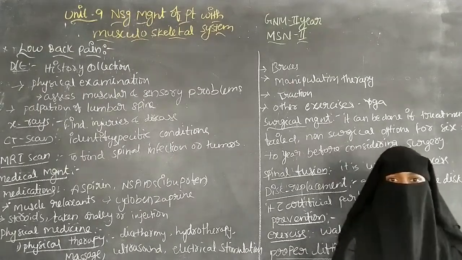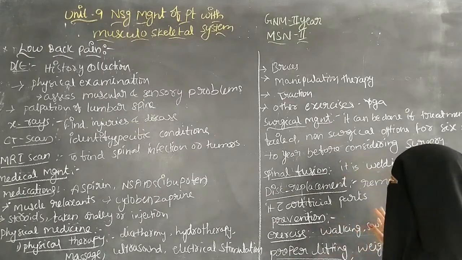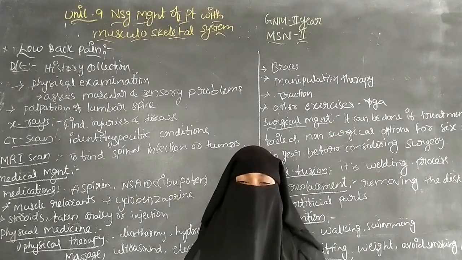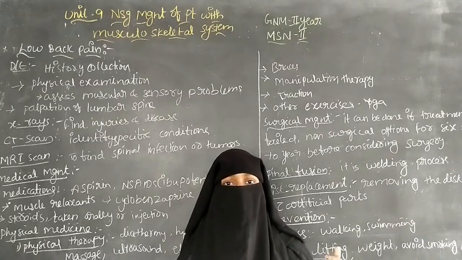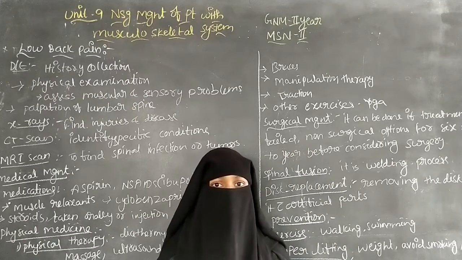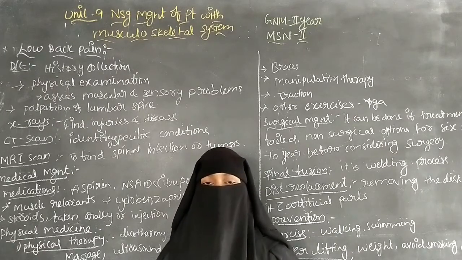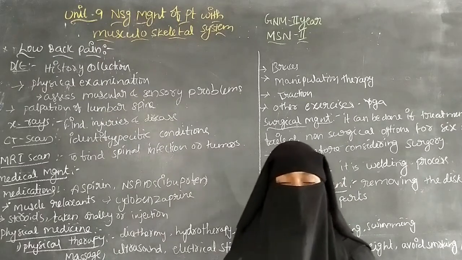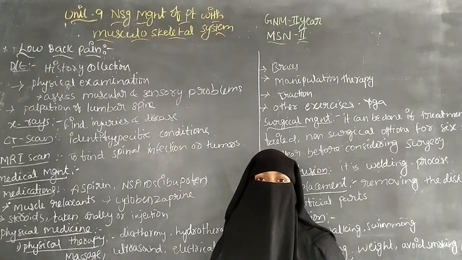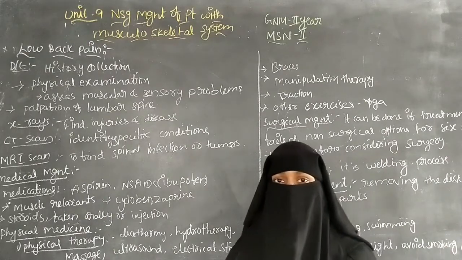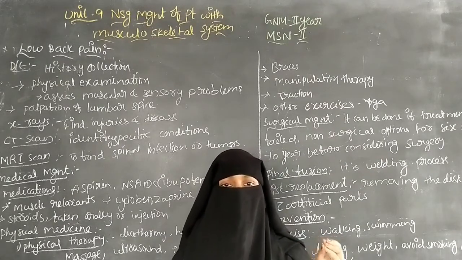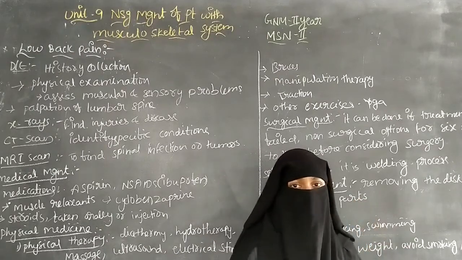So next one is surgical management. Before going to surgery, we should first take the treatment. For 6 months to 1 year we have to use the medications. If the pain is still present and is not reduced by the treatment, then go for the surgical management.